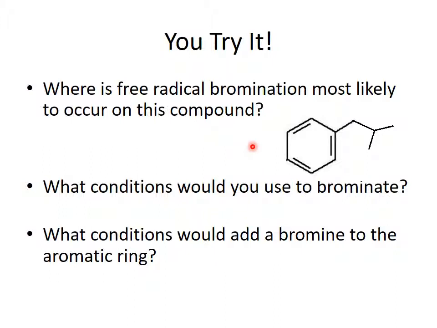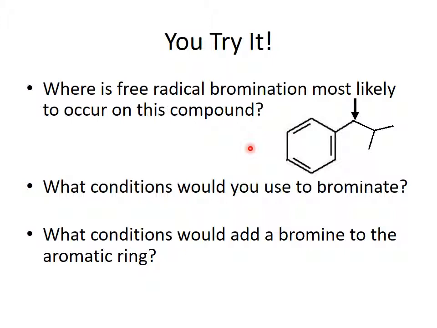So where is free radical bromination most likely to occur on this compound? Well, if you look over here, you can see this is tertiary and that's secondary. And you might have said, well, tertiary free radicals are more stable, so it's going to occur there. But remember, this carbon is adjacent to a benzene ring, and that activates this position. And so this is the most stable free radical. So when free radical bromination occurs, where does it occur? Right there on that carbon.